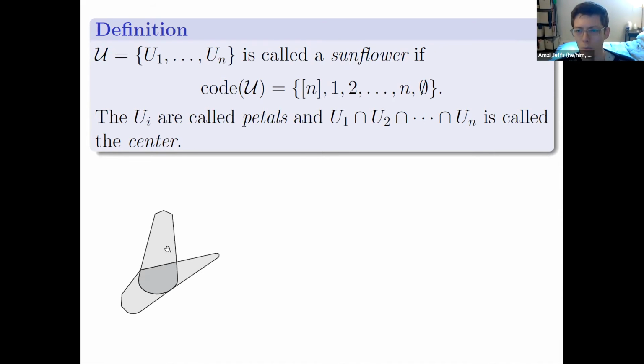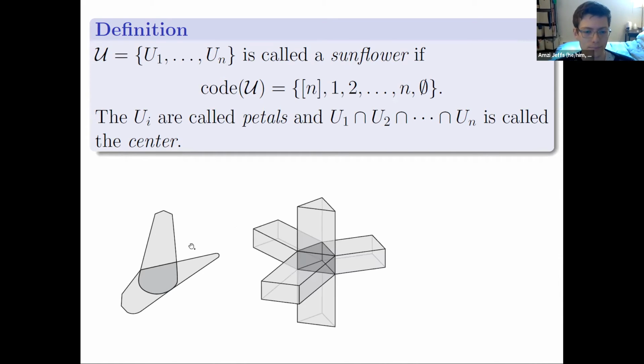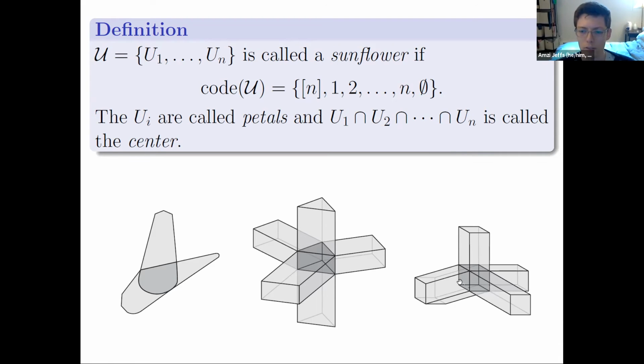So here's an example like we've already seen. I have 3 petals. My center is this kind of shaven circle thing, and this is in the plane. Here I have 5 petals in R3. Here I have 4 petals in R3. Here the center is this triangular prism. Here it's a cube, and the 4th petal kind of comes off the back diagonal of it. Okay, so these are the objects I'm interested in looking at.